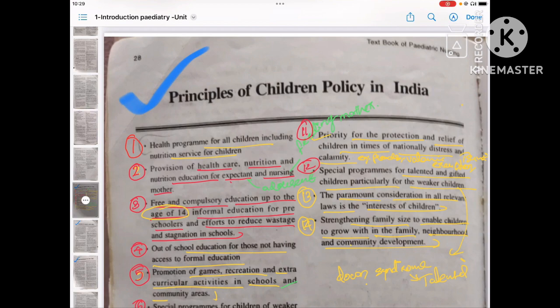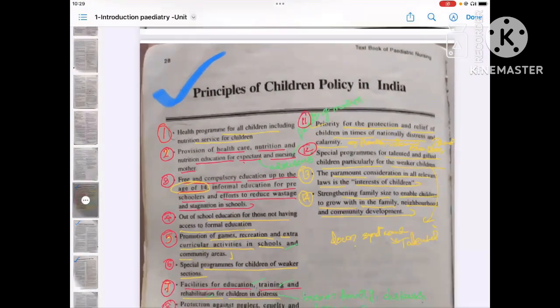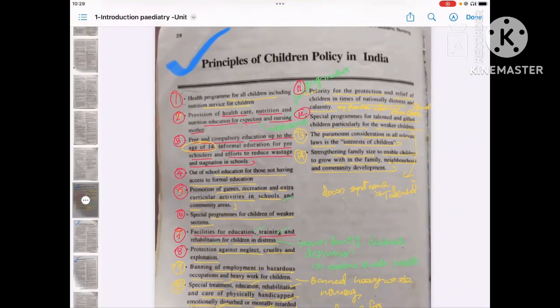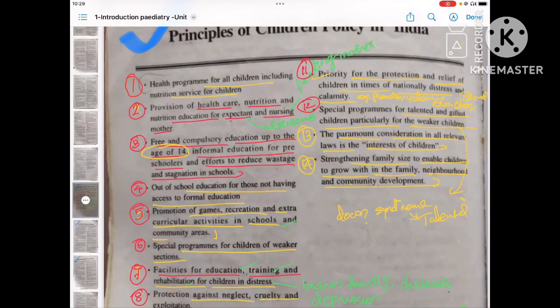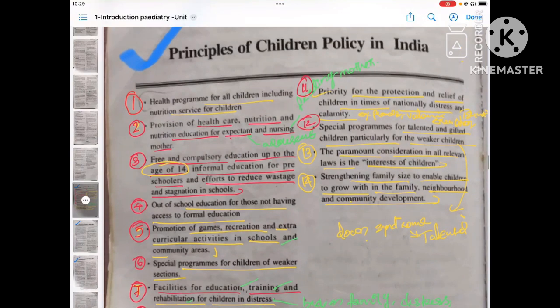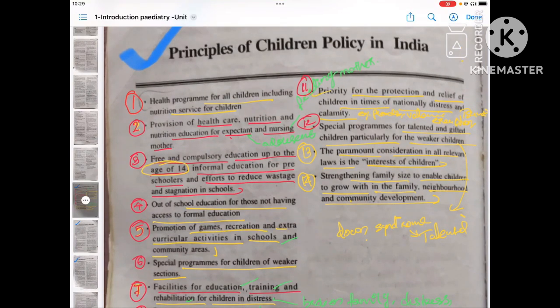So when you are writing the exam, how do you have to write? You have to mention all these 14 principles in the pediatric exam. Then one by one you have to give the explanation. If it is asked as a long essay of 10 marks or a 5 mark short essay, you have to mention all of this and write more about each principle. These are the principles of the children policy in India.